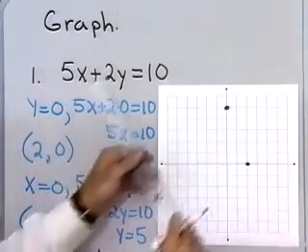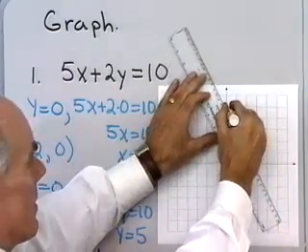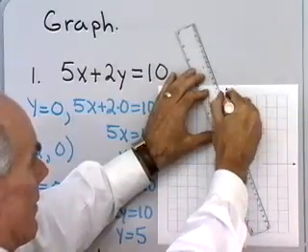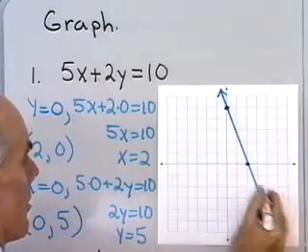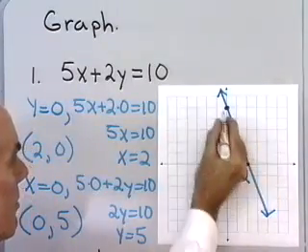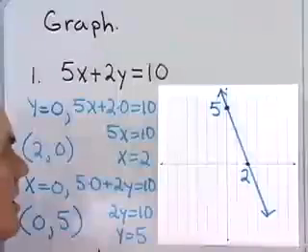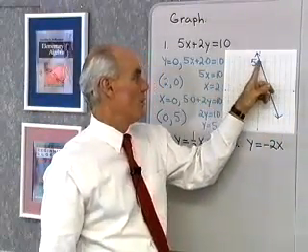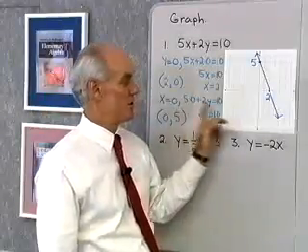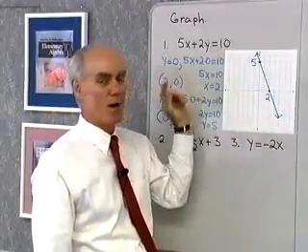So I'll draw a line between these 2 points, and I will have the graph of this equation. So it crosses the x-axis at 2, and it crosses the y-axis at 5. So the x-intercept is 2, the y-intercept is 5. We find the y-intercept by letting x be equal to 0, and we find the x-intercept by letting y be equal to 0. Let's try a couple more.